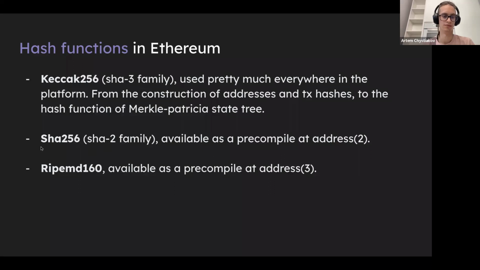Also, Ethereum supports SHA-256 from the SHA-2 family, but this hash function is only available as a precompile at address 2. So a bit about precompiles. What are they? These are special smart contracts that come with the EVM, but they are not directly the EVM. They are contracts that are built on top of the EVM, but they use the EVM.